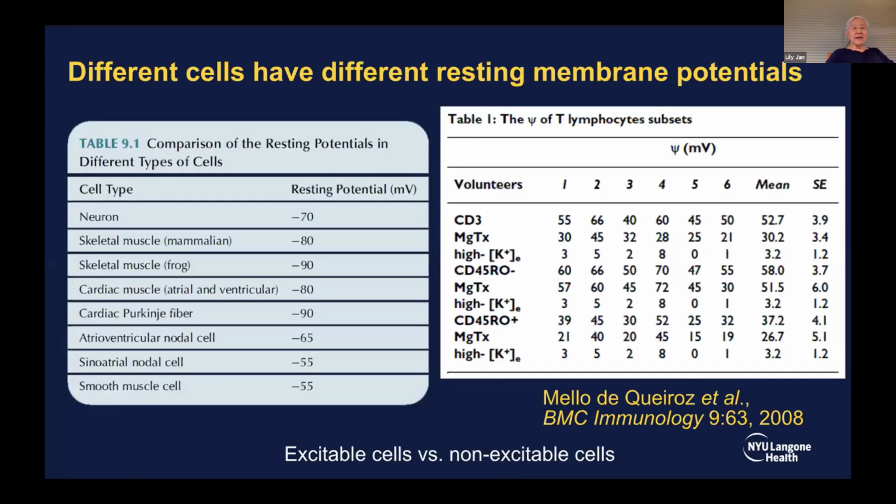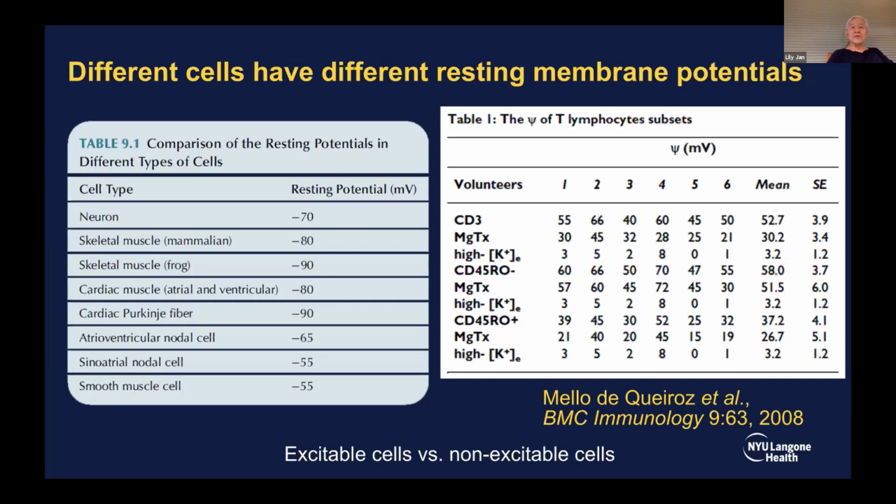So all cells, excitable or non-excitable, have resting membrane potential. They tend to be closer to potassium equilibrium potential because the membrane is primarily permeable to potassium ions. So the table on the left shows examples for neurons, skeletal muscles, cardiac myocytes, and so on.